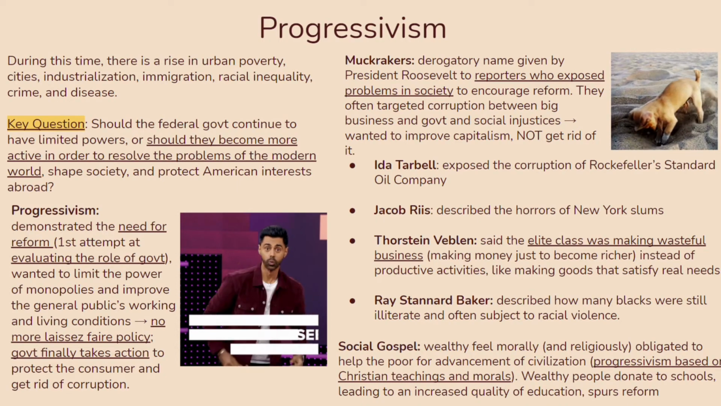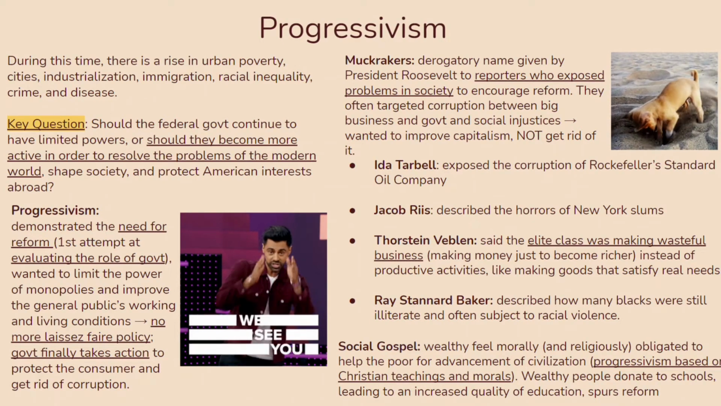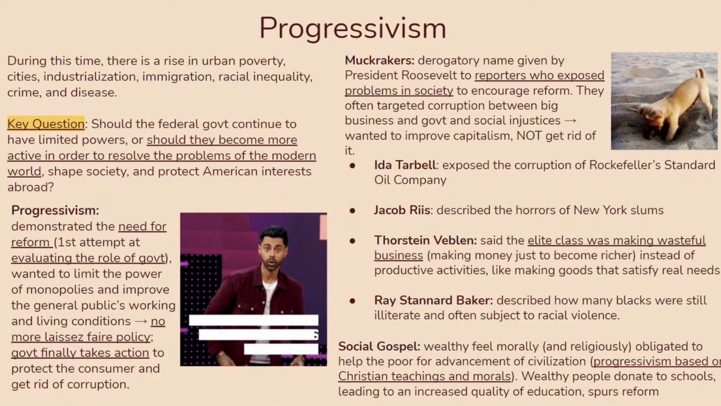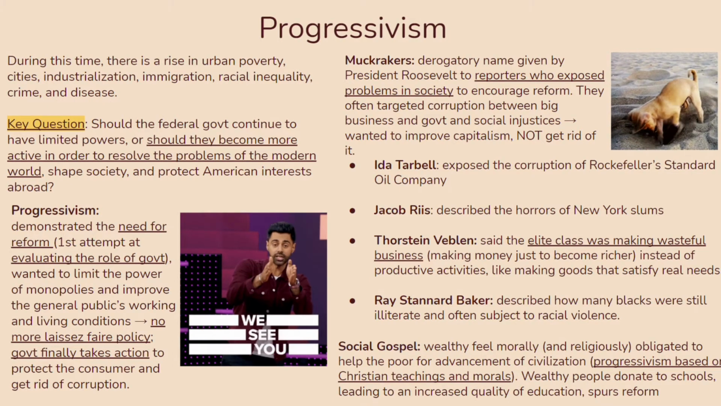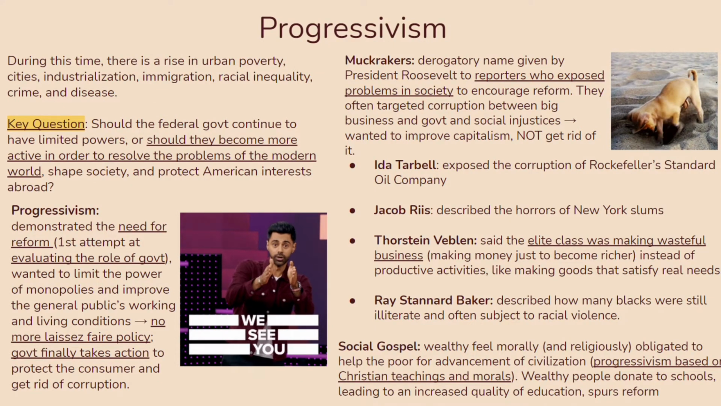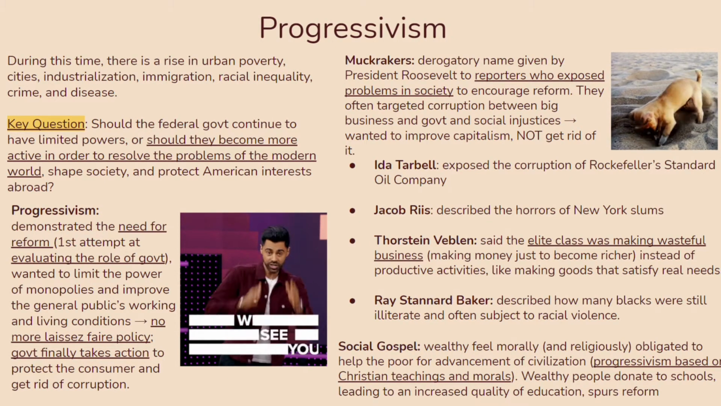social gospel. So while all of these horrible things were happening, from poverty to racial inequality, crime, disease, the wealthy are now starting to feel morally and even religiously obligated to help the poor for the advancement of civilization. So they believe that progressivism was based on Christian teachings and morals. So because of all of this, wealthy people began to donate to schools, and this leads to an increased quality of education, which further spurs reform.